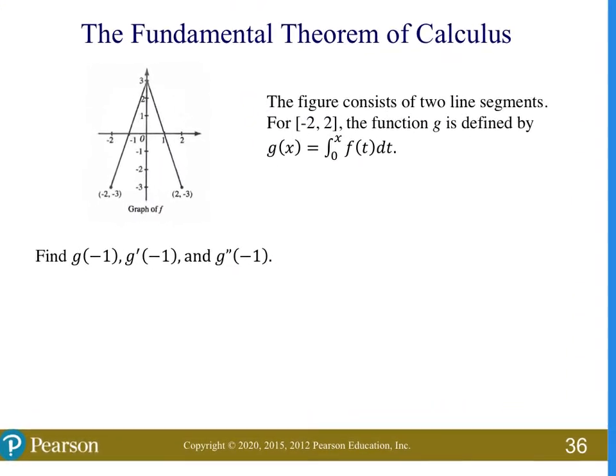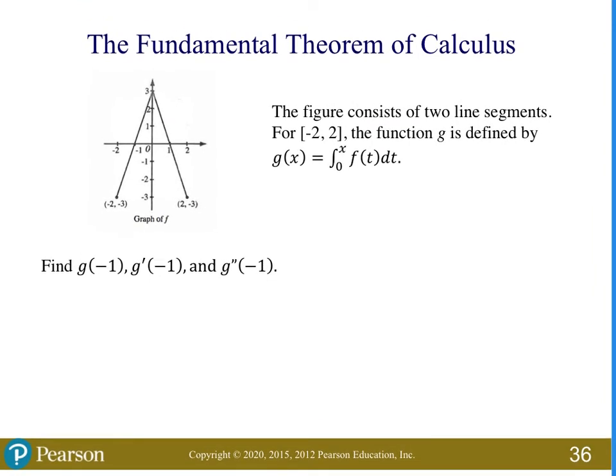All right, now here's an actual graph we're going to work off of. So 2 line segments, so you're looking at an absolute value, and the function is defined this way, where g of x is defined as the accumulated area starting from 0. Okay, 0 is where you're going to start accumulating your area. All right, so the first question is find g of negative 1.